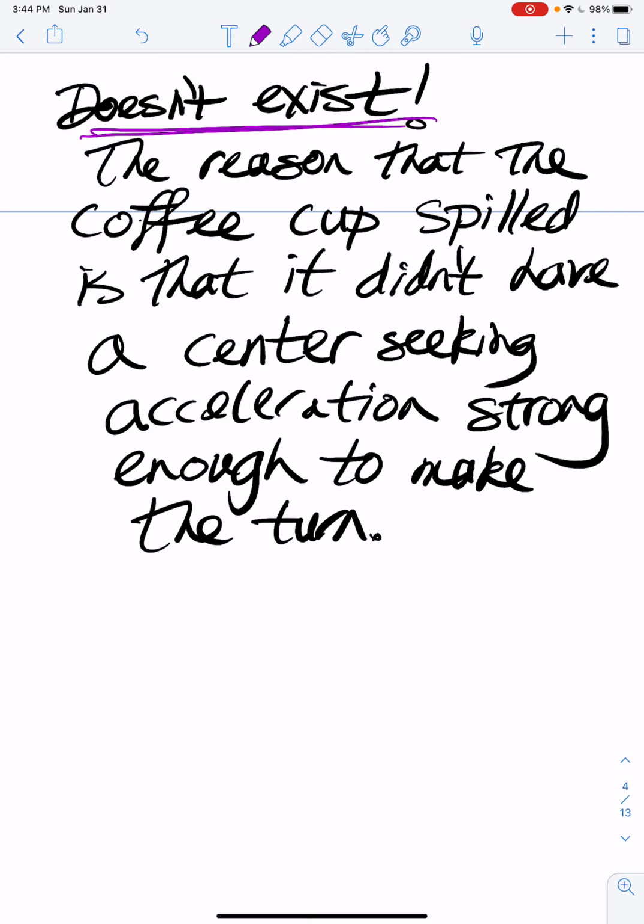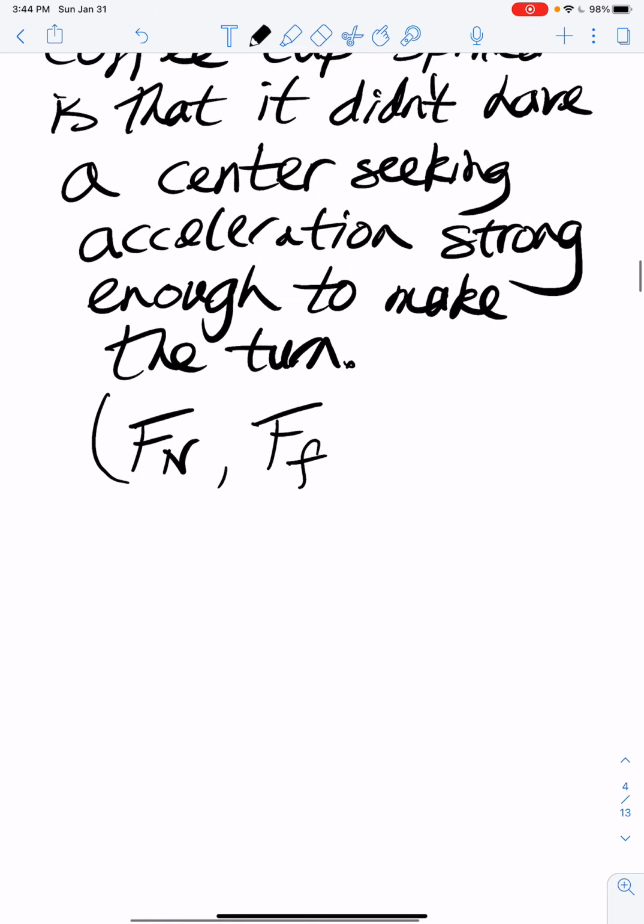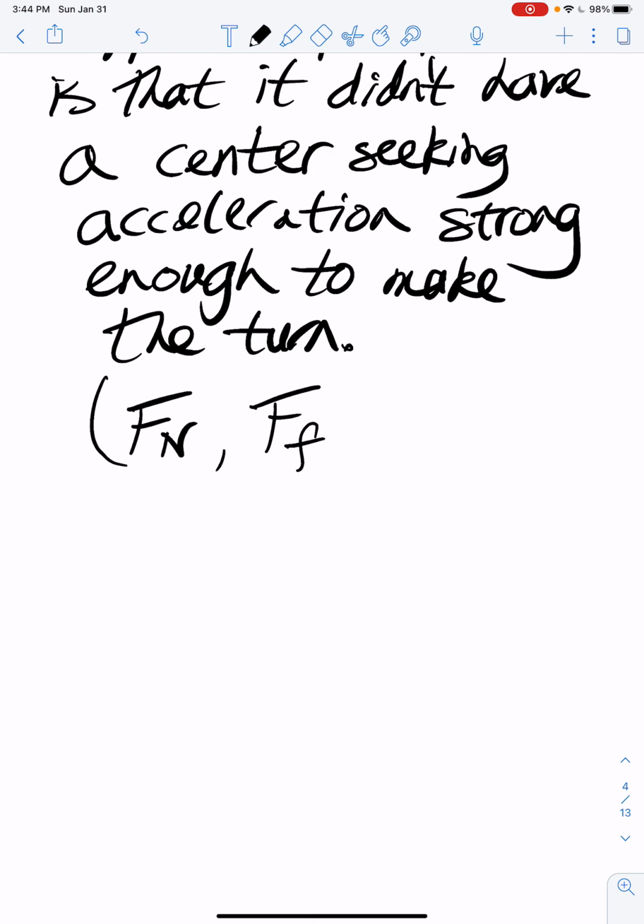It didn't have enough acceleration from a force, so a centripetal force. Where would that force come from? Normal force, maybe from the console. So yeah, it didn't have enough Fn from the side of the console. You could have said it didn't have enough force of friction. It needed some force there to generate the acceleration. And I'll just write not enough.